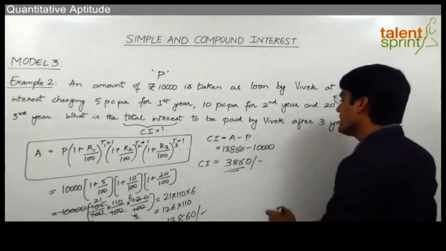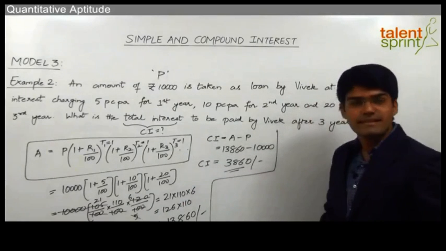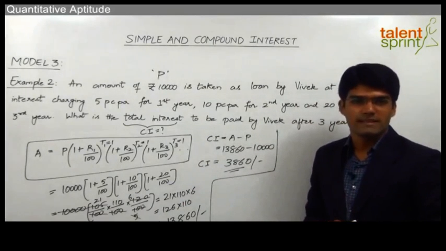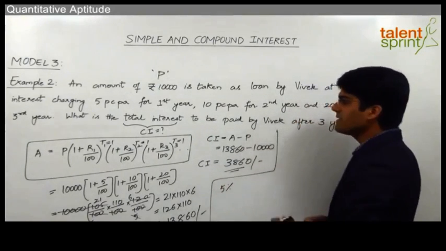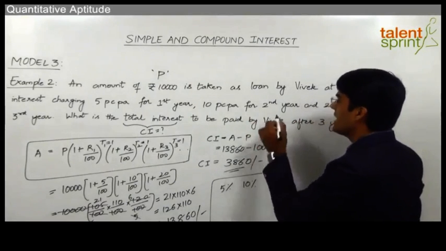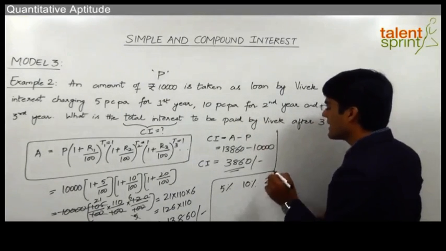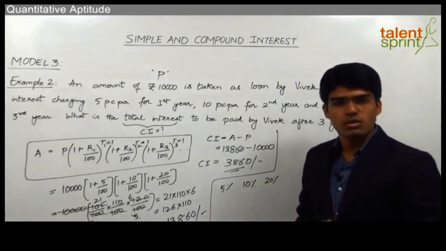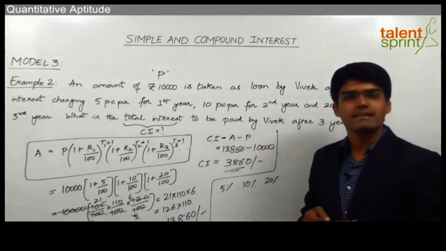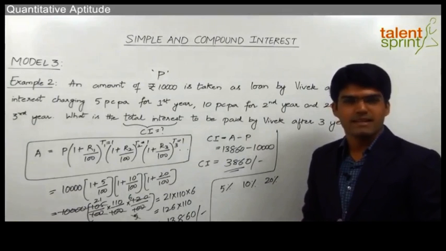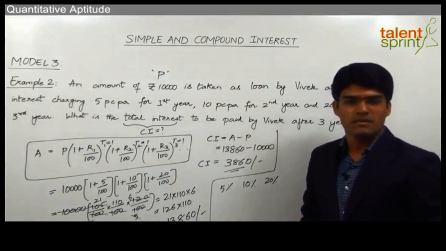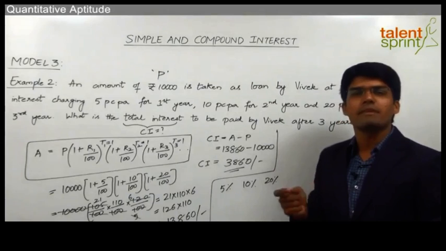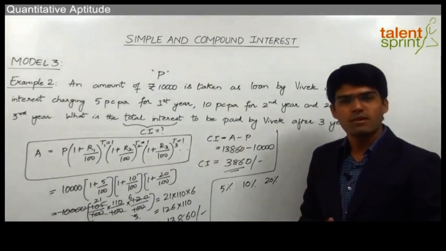Instead of this, we can again use the concept of percentages to find out the required answer. For example, here we know that in the first year the rate of interest is 5%, for the second year it is 10%, and for the third year it is 20% per annum. Now, as discussed in model 2, compound interest can always be calculated as net or effective percentage. That is A plus B plus AB by 100%, where A is the rate of interest for first year and B is the rate of interest for second year.